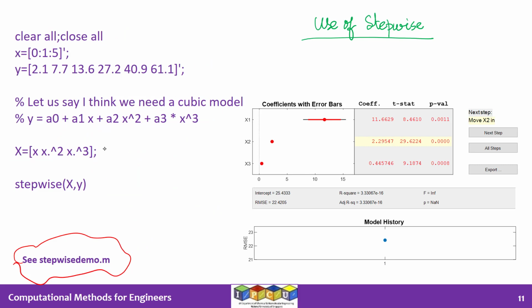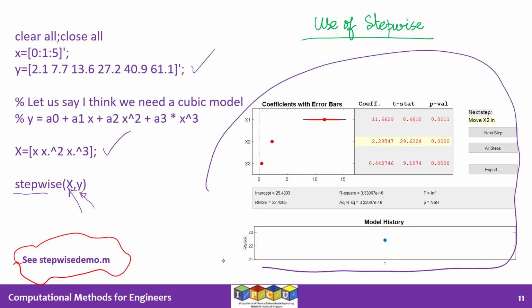So now that the big X matrix is ready and we already have the Y vector, we are in a position to call stepwise, and we say stepwise X comma Y. So the X matrix comes first, the Y vector comes next. As soon as this line of code is executed by MATLAB, it will open up a graphics window, and this is what you will see in that graphics window.